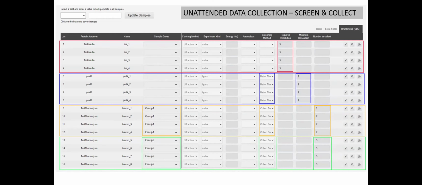In this case, you will want to collect the 2 best samples of this group. So this is the way it works.